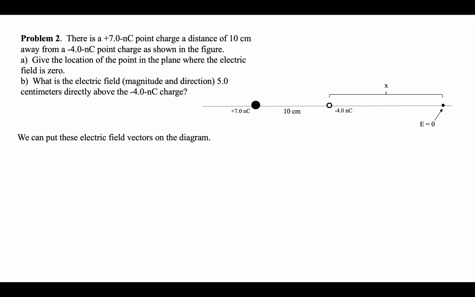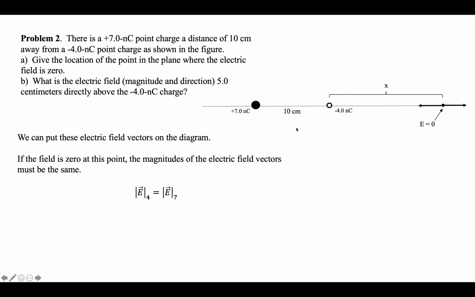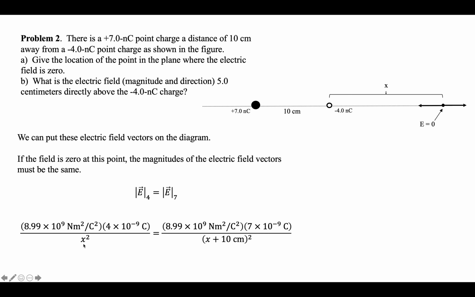We can put them on the diagram. There's the field from the minus 4, and there's the field from the plus 7. And at some point, these magnitudes are going to be the same. And if we set them equal, we can solve for x. There's the field from the 4, which is x away. There's the field from the 7, which is x plus 10 away.